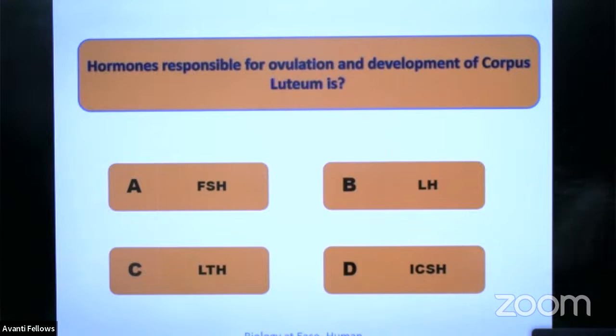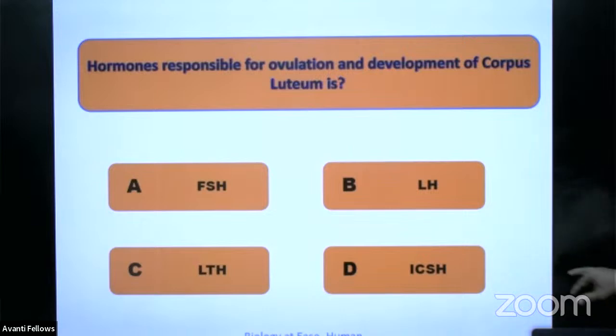Then come to the next question, question number 27. The hormone responsible for ovulation and development of the corpus luteum. Which hormone is responsible for ovulation? See, after the formation of the ovum in the Graafian follicle, after maturation, you see the fluctuation of the hormone. The hormone that dominates in the female body for its release is nothing but LH, the luteinizing hormone only. So the correct option for this question is option B, luteinizing hormone.